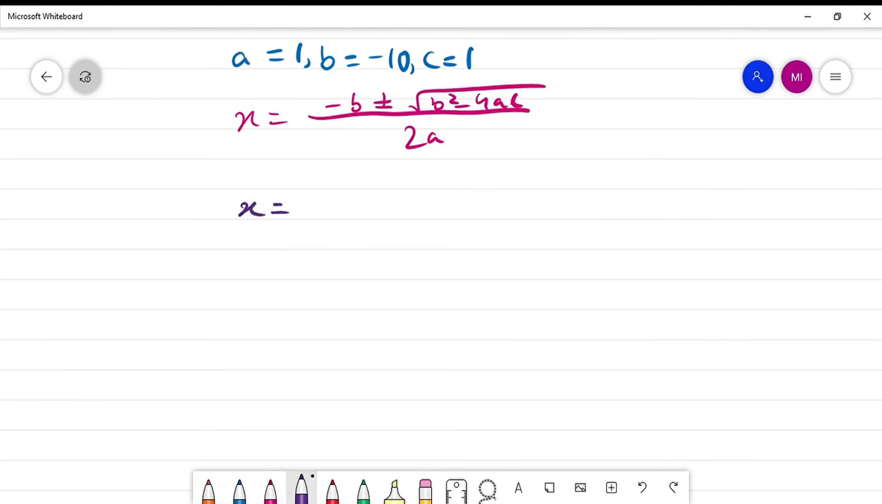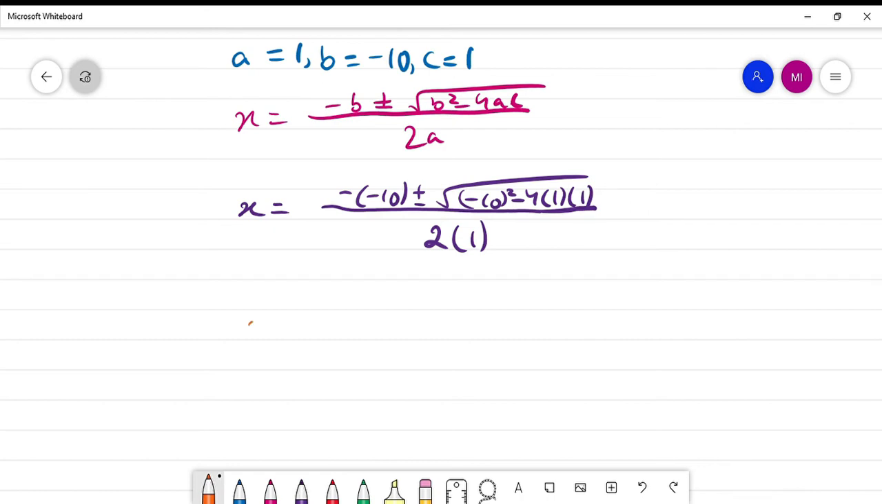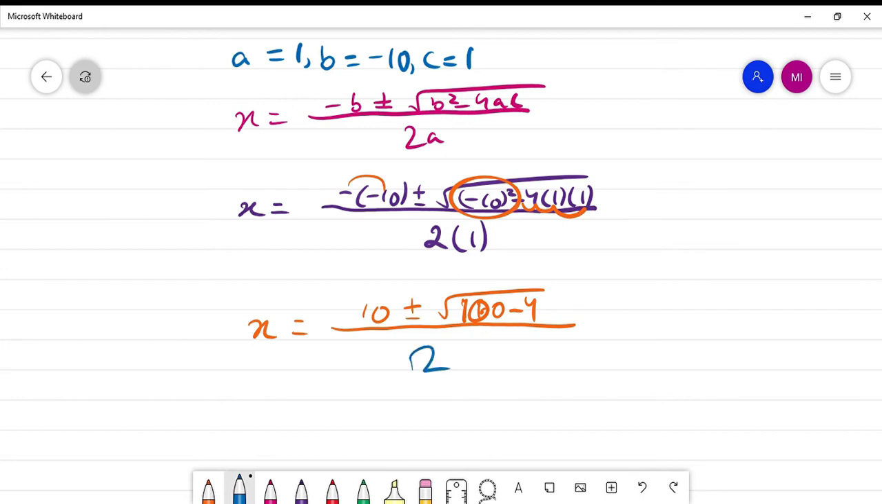So x is equal to negative into negative 10 plus minus under root of negative 10 squared minus 4 into a is 1 and c is 1, divided by 2 into a is 1. So x is equal to negative into negative 10 is positive 10 plus minus under root of negative 10 squared is 100, and negative 4 into 1 is negative 4, and again into 1 it's still negative 4, divided by 2.